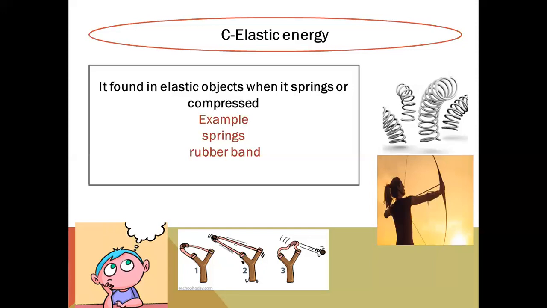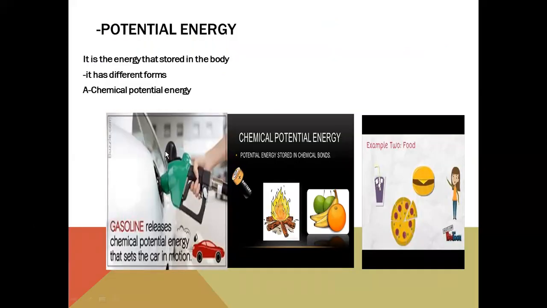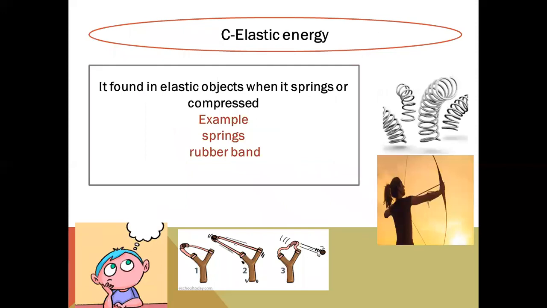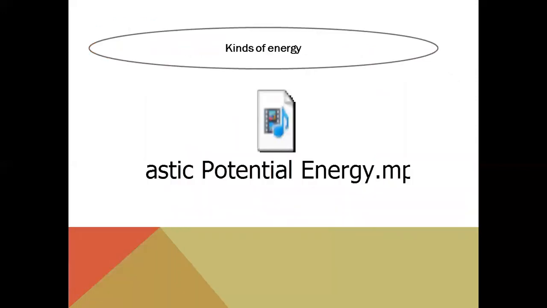So I give you a small summary about potential energy, which has three kinds. Number one, chemical energy, such as foods and fuels. Number two, gravitational potential energy. Any object positioned on the earth has gravitational potential energy. Number three, elastic energy, in elastic objects that store more energy when stretched or compressed, such as springs and rubber bands. And I give you a small video to understand potential energy and the different forms of energy.